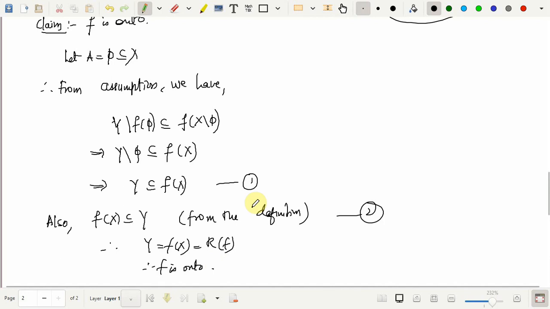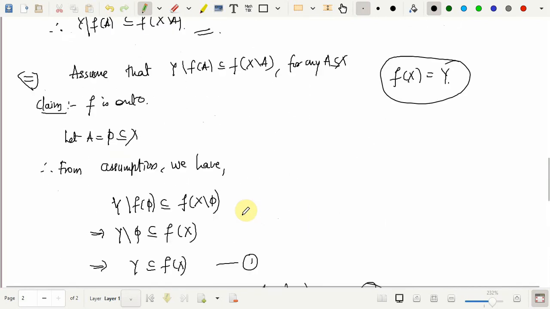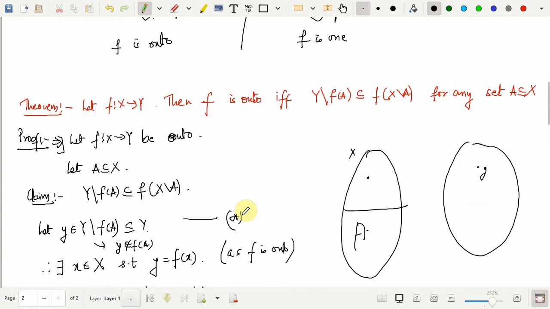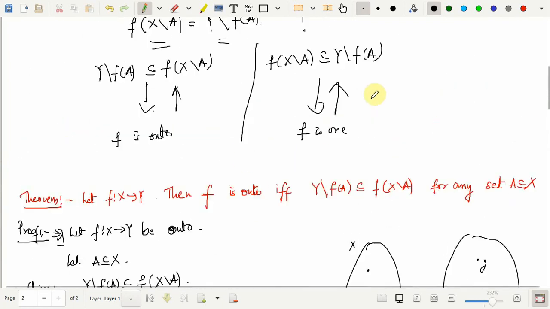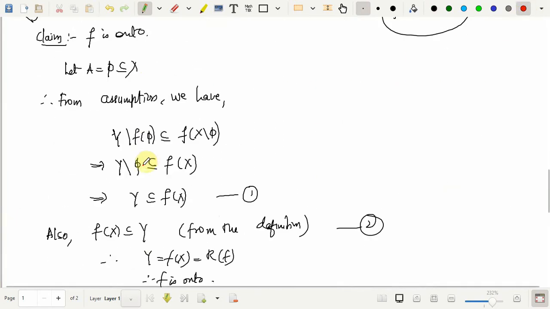So this proves the first result, and an analogous statement, in fact a dual statement to this, is what we have already mentioned in the outline, that is, the image of X difference A is contained in Y difference f of A if and only if the function f is 1-1. So that's the next theorem.